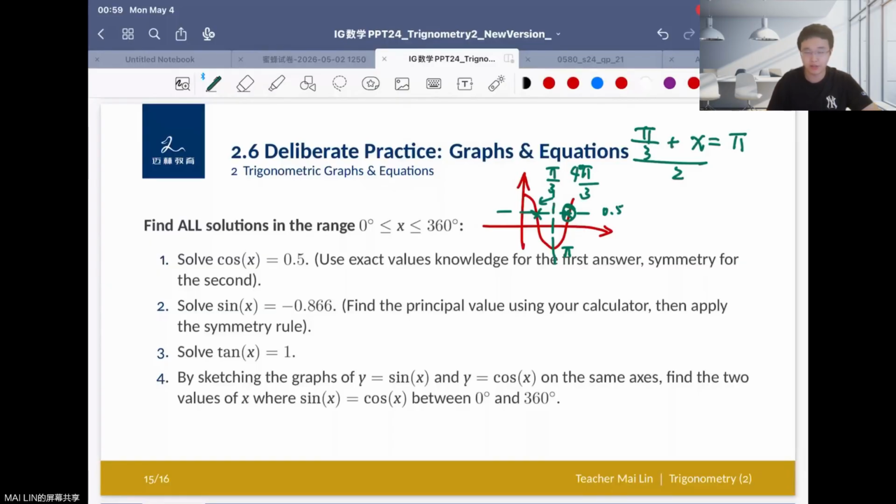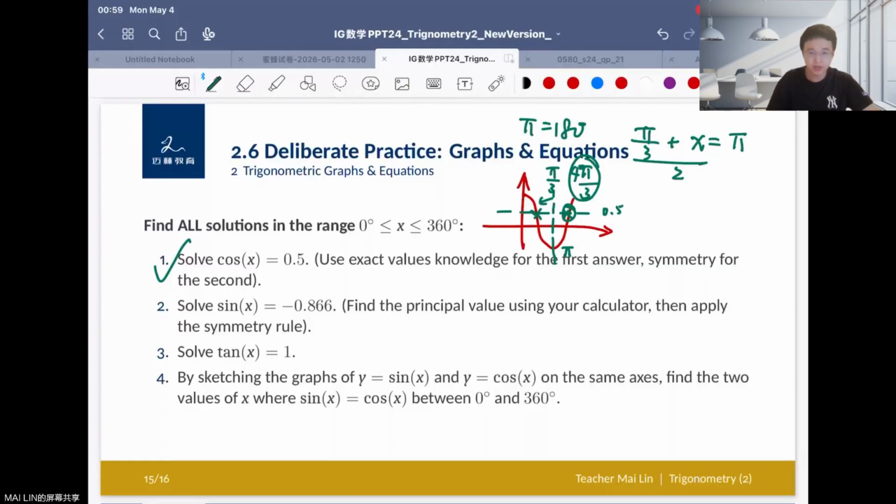You can just try to understand it like pi over 3 equals 60 degrees, okay? Maybe you're not very familiar with this, but you just understand that pi equals 180 degrees, okay? That is enough. So here is 60 degrees, and here is 180 degrees times 4 over 3, that is 240 degrees, okay? That is for problem 1.